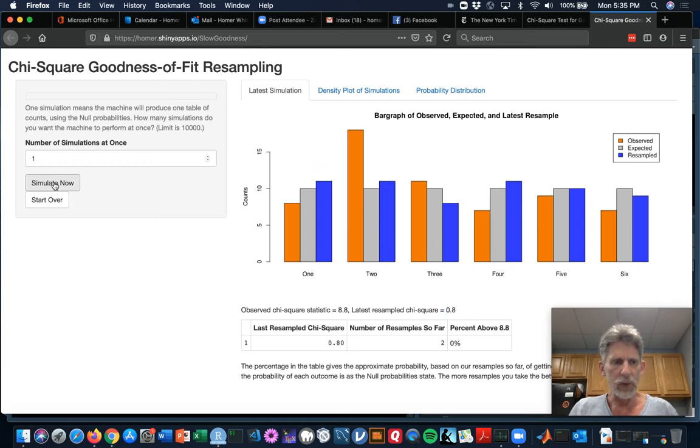This time I got 0.8 for a chi-square statistic. This time I got 3.4. This time I got 5.2. This time I got 1.4. This time I got 4.6.